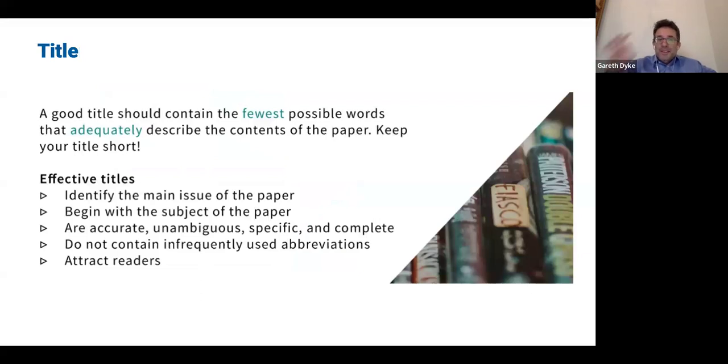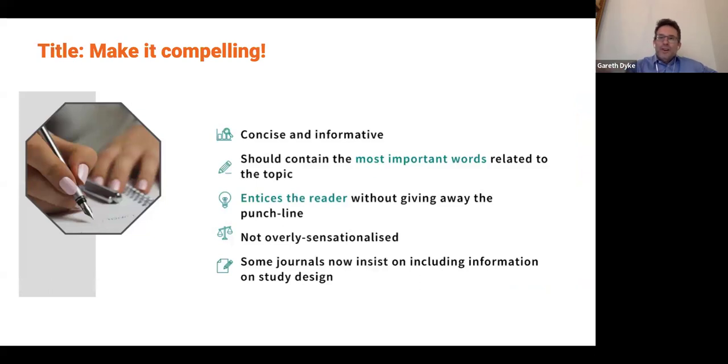But to talk about titles initially, a good research paper title should contain the fewest possible words that adequately describe the contents of the paper. Keep it short. Article titles less than 7 words actually get more citations in the academic literature. So identify the main issue. Begin with the subject. Be accurate, unambiguous, specific, and complete. No infrequently used abbreviations, and get your readers interested in reading the paper. Make your title compelling, concise, and informative.